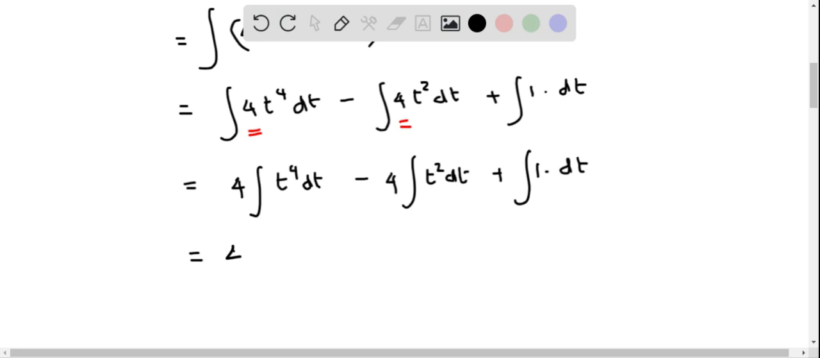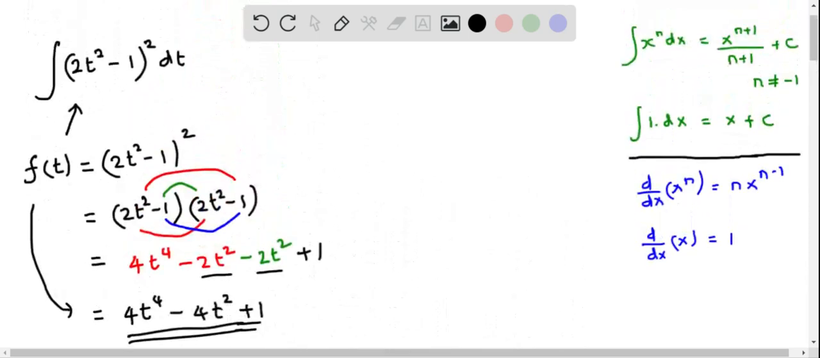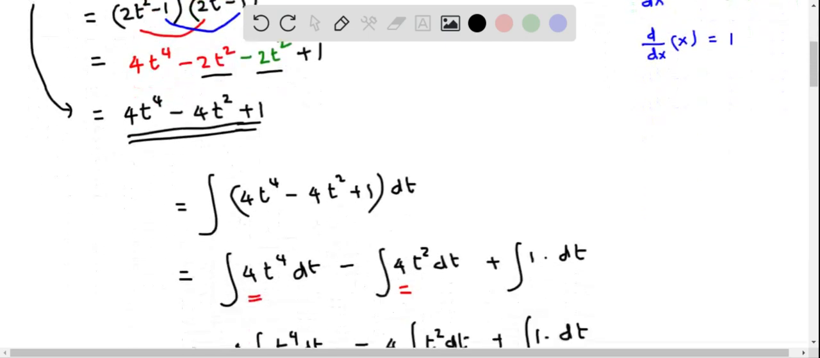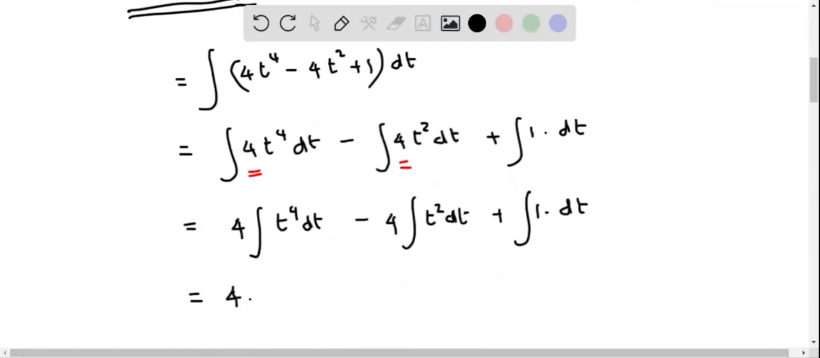Let's apply the integration rule. So we go back and revisit the integration rule. I'm going to apply this rule as well as this rule. The first rule says the integration of x power n dx is x power n plus 1 divided by n plus 1 plus the constant. And similarly, integration of 1 dx is basically x. So I'm going to apply this.